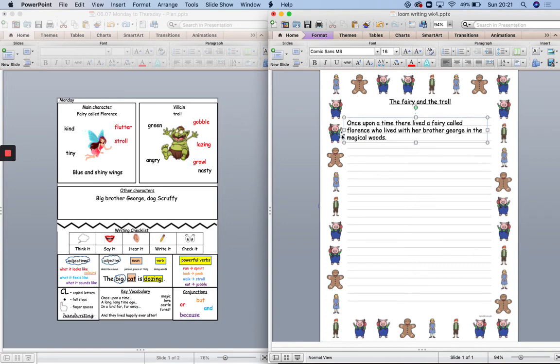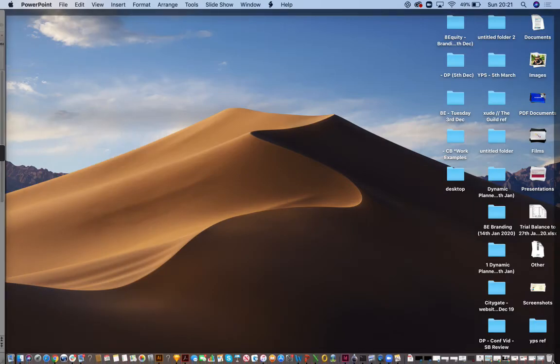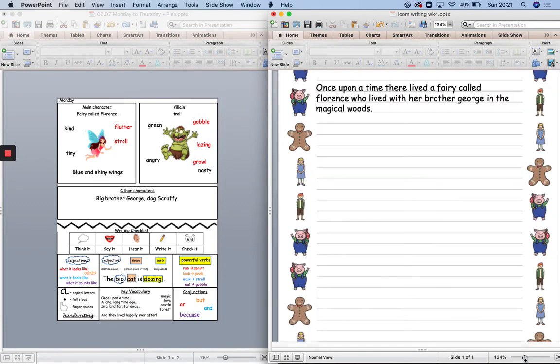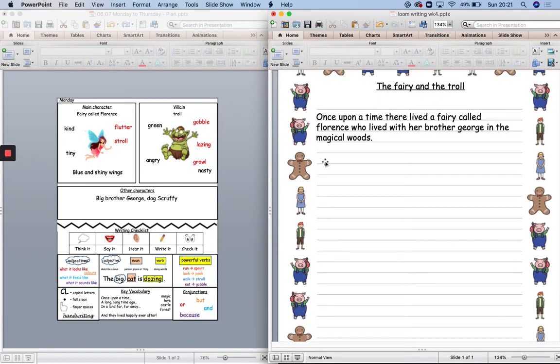Okay, I've started with a capital letter, I've finished with a full stop. Where else should I have had capital letters in my sentence here? Florence is a name. There we go. And George is a name. They both need a capital letter, so I'm going to edit those there.